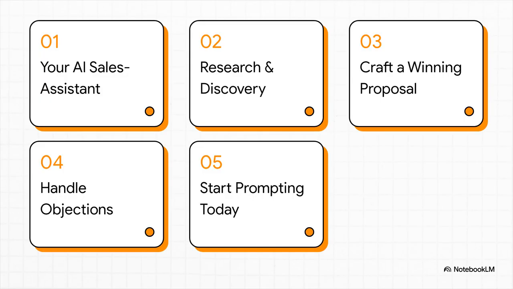Okay, so here's our game plan for today. First up, we'll break down what makes these AI templates your new, secure sales assistant. Then, we're going to walk through a real-life sales cycle. We'll cover smarter research and discovery, then crafting a proposal that actually wins, and yeah, we'll even tackle how to handle those tricky objections like a total pro. And by the end, you'll be ready to start prompting.